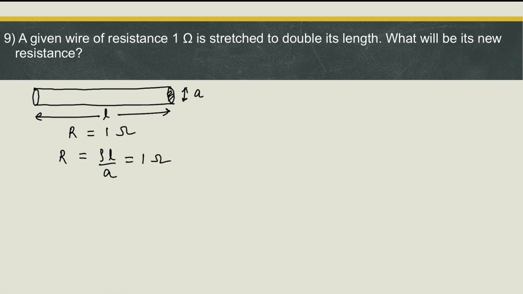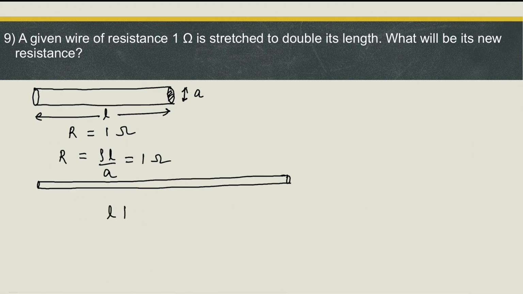Now the question says this wire is stretched to double its length. Okay, we stretch the wire. Now when we stretch the wire to double its length, its area must decrease, right? Because if we stretch the wire, its length is going to increase. So if length increases, area must decrease so that volume remains constant. It is not possible that you stretch the wire, so its length increases and area also increases, or area remains the same. No, that is not possible, right? So if we increase the length, area has to decrease.